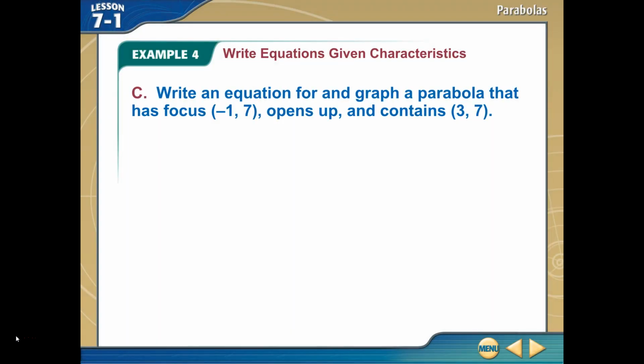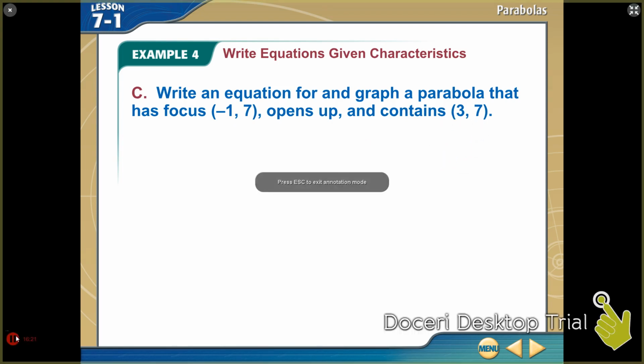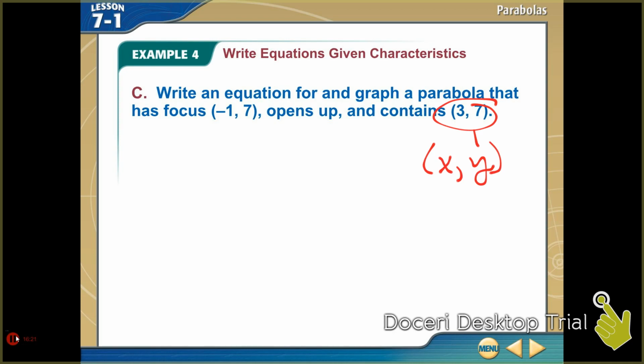Okay, here's another one where, again, we've been given different values, where we've been given a focus. So I know the focus, and then I know it contains a point. Now, one thing to think about as we're looking at this is this point is an x-y value. It is not necessarily the vertex. So we can't assume that that is our vertex value. We're going to have to use some values to come up with a general form, and then from there we can figure out where the vertex is, which gives us h and k.